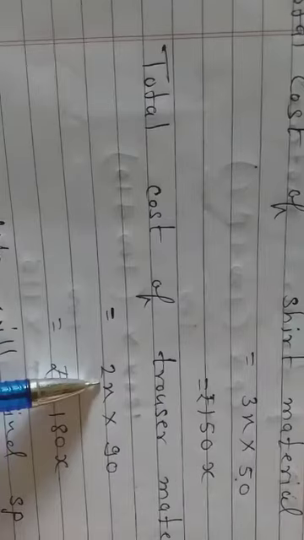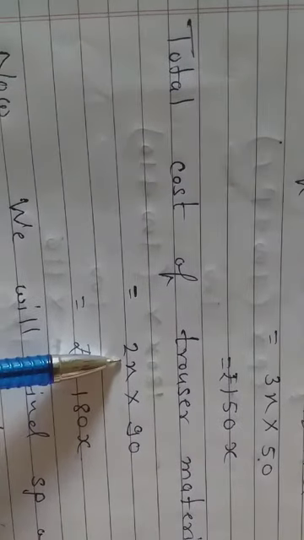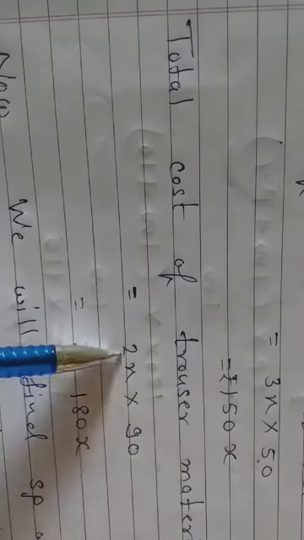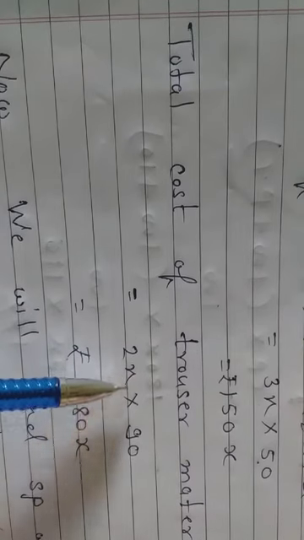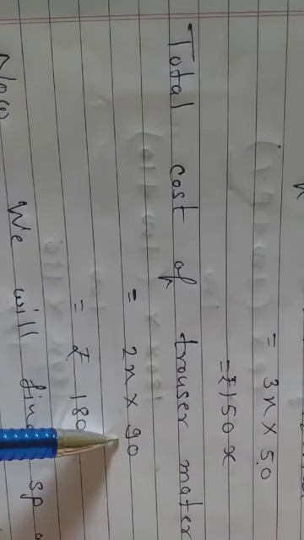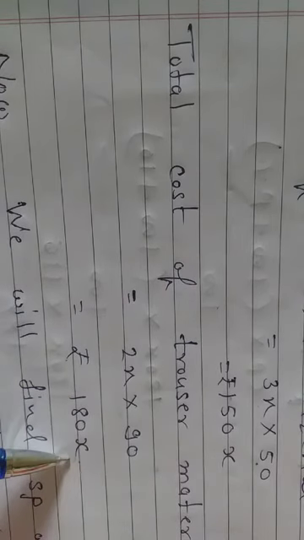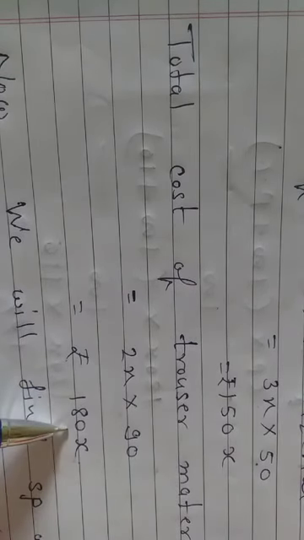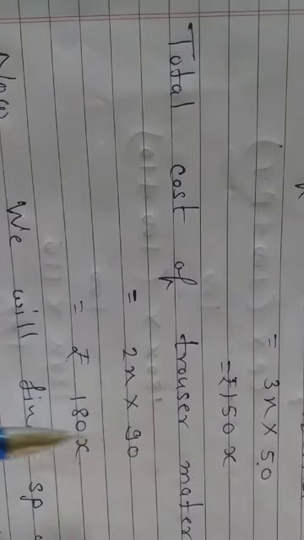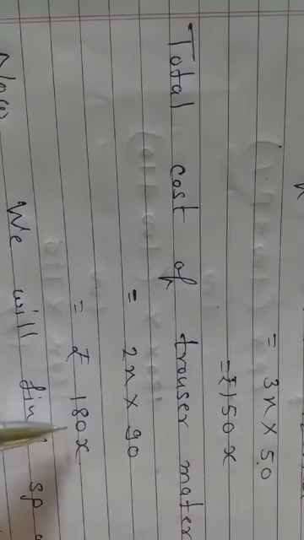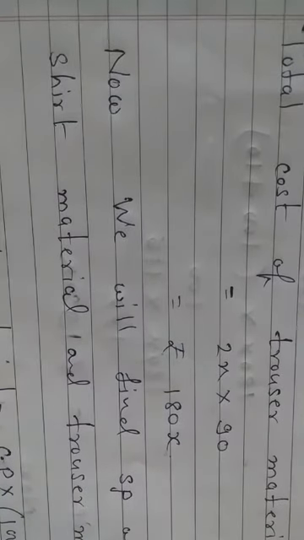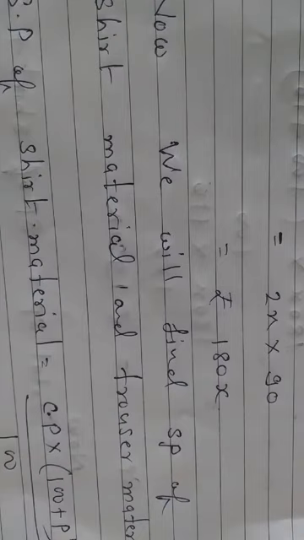Similarly, we will find the total cost of trouser material. 2x is the total trouser material and the rate of trouser material is 90 rupees per meter. So 2x into 90 will be 180x. This is the total cost price of shirt and trouser material. We have got 150x and 180x. Now students, we will find the selling price of shirt material and the selling price of trouser material.